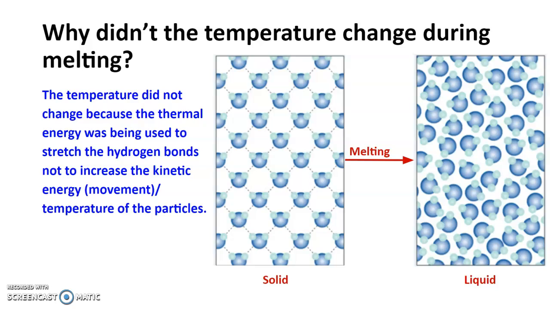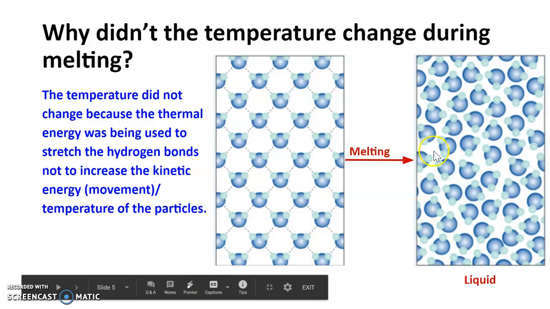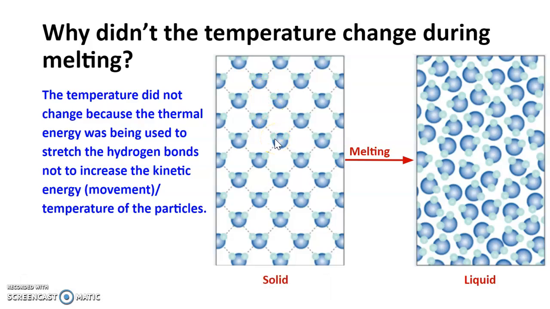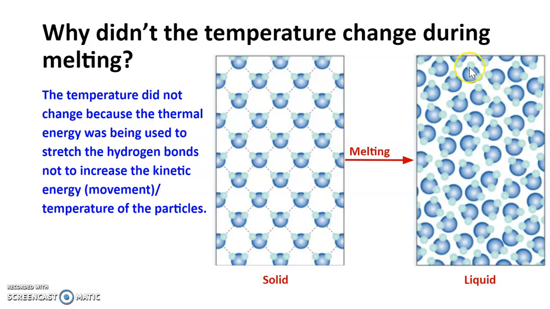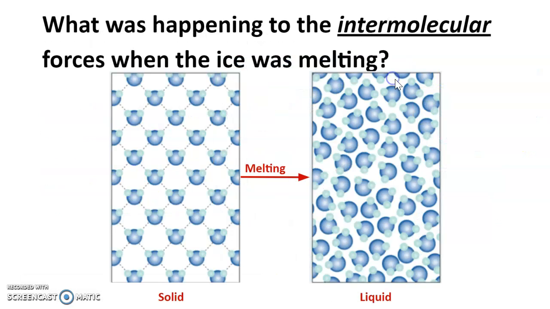So the temperature did not change because the thermal energy was being used to stretch the hydrogen bonds. See these hydrogen bonds? They're being stretched so that the molecules can move around and be disorganized instead of being in this perfect lattice formation. So instead of increasing the movement of the molecules right away, it's stretching and weakening these hydrogen bonds so that the molecules will be able to move more freely. So that's why the temperature isn't changing.